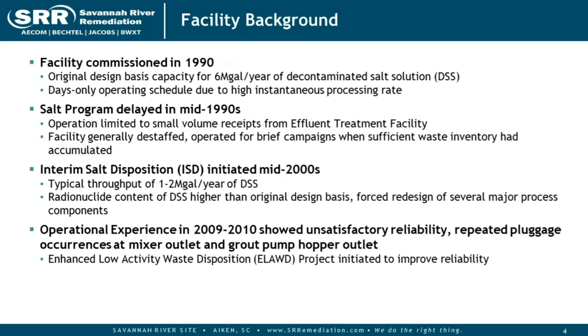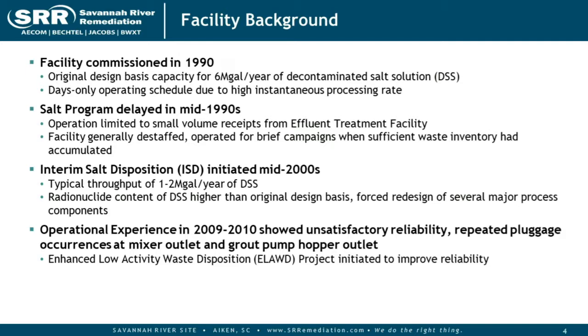Throughputs typically ranging in about the 1 to 2 million gallons per year range. Nothing approaching our original design basis, but enough for us to routinely operate. We had a small volume of DSS that we had to process that had a higher cesium content than our original design basis that forced a redesign of several of our major process components.